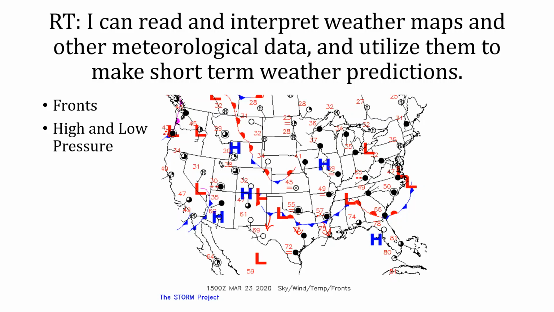The direction would be towards the side that has the symbols. Let's see. We might expect this cold front to catch up with this warm front because cold fronts are faster. We might expect a high pressure area to be clear and sunny, like it is over here.